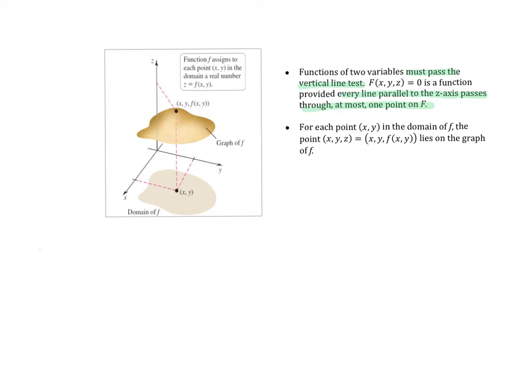So let's look at this. In my domain, I'm putting in some point x and y. It's going to give me back a z value on my surface. So if I pick any point at all in my domain, it's going to give me a z value on this surface. So z is a function provided that any vertical line I draw passes through at most one point on my surface.